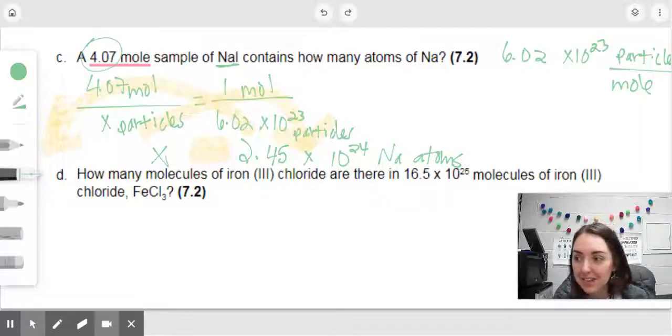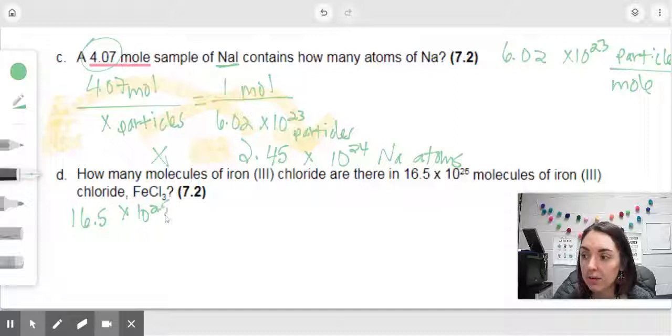So let's try it the other way. It says how many molecules of iron 3 chloride are there in 16.5 times 10 to the 25th molecules of iron 3 chloride. And this should actually say moles. How many moles do we have? So I have molecules. I'm looking for moles.